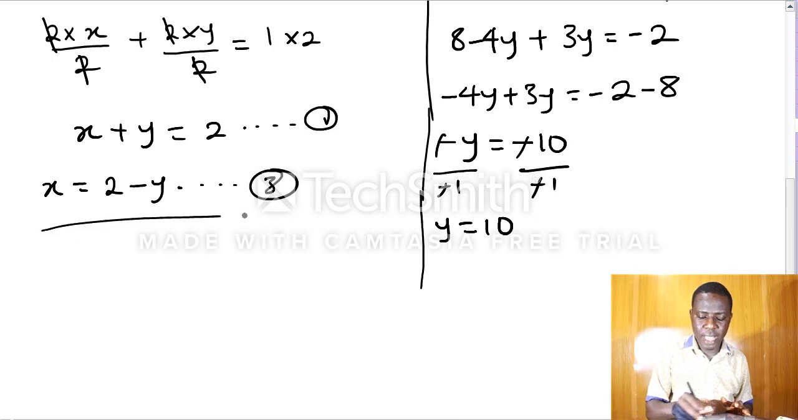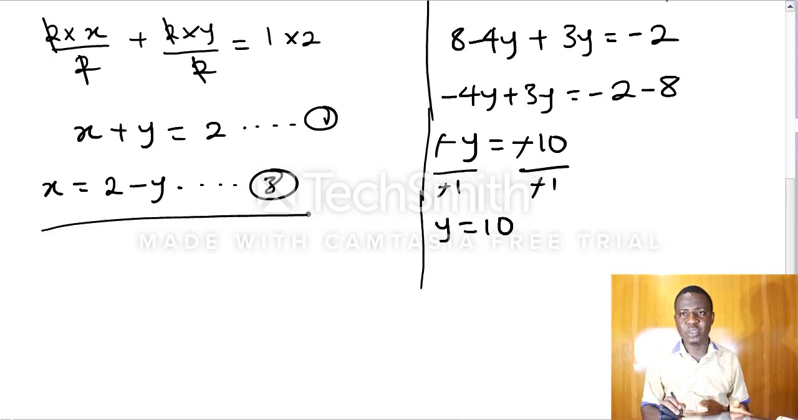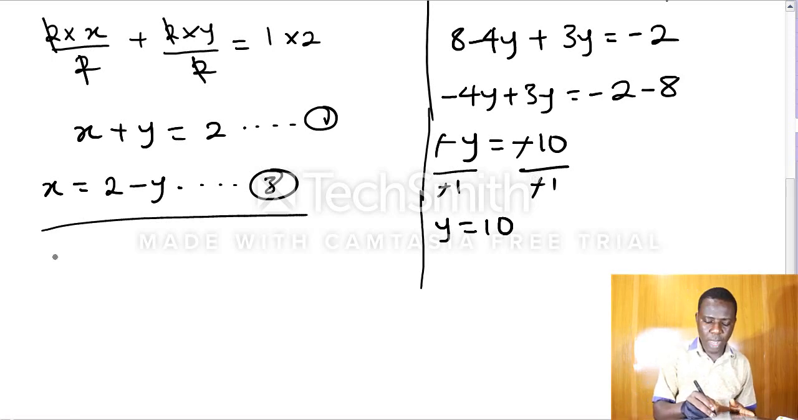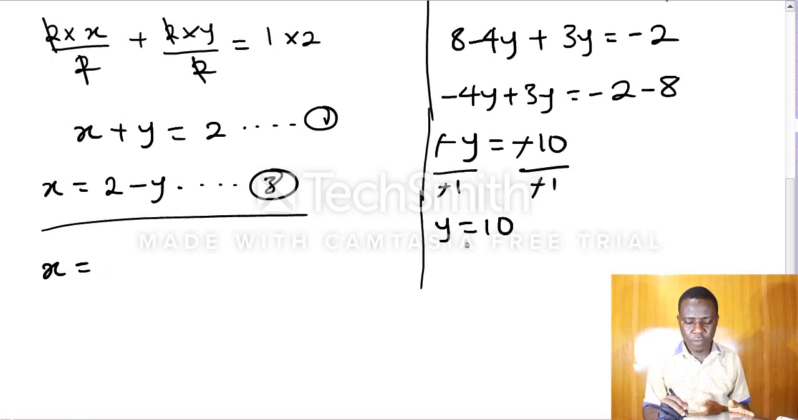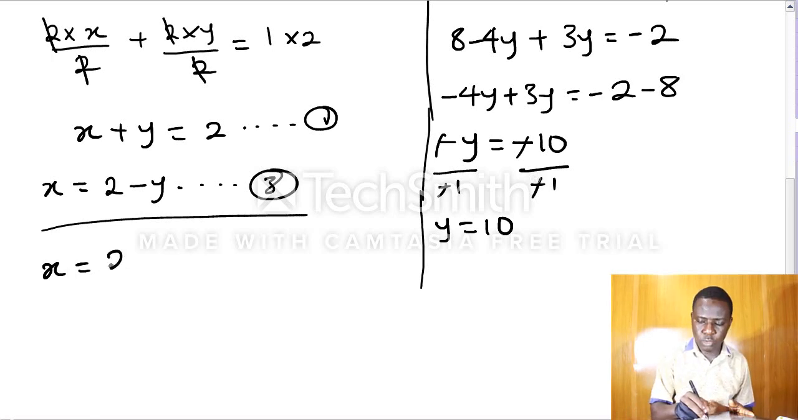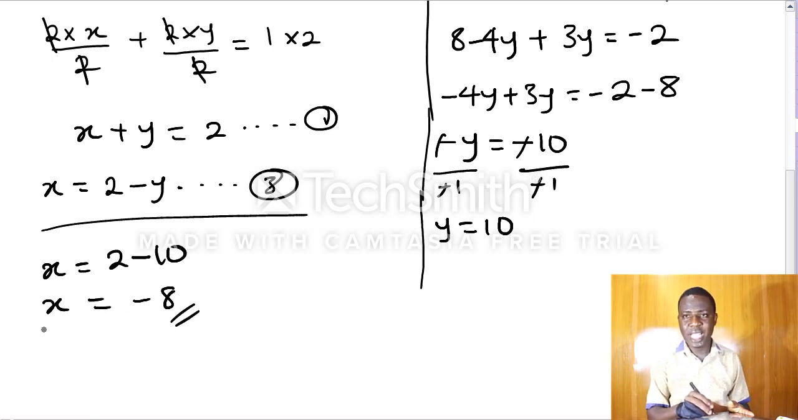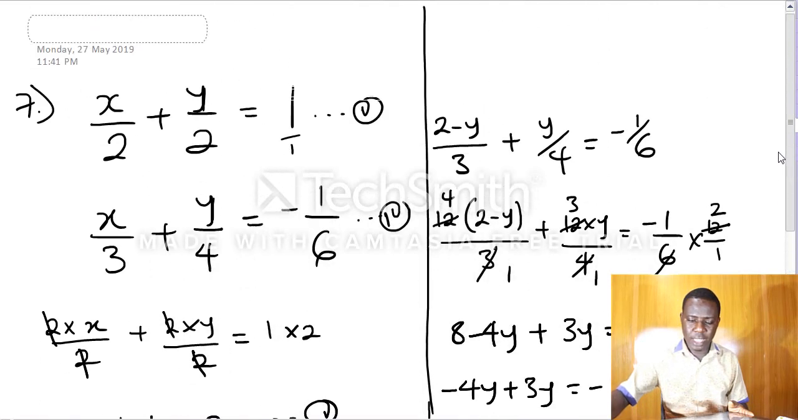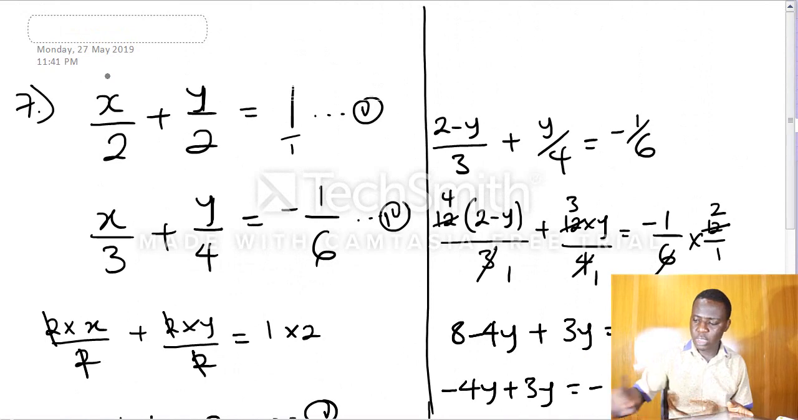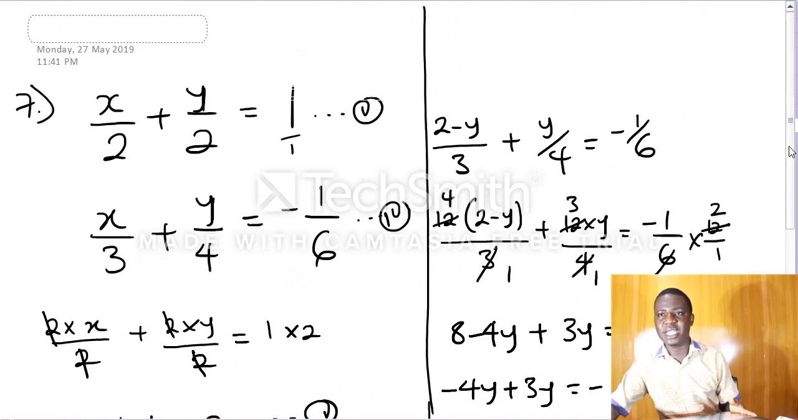Remember, equation 3 has been defined in terms of y. That is, if y is equal to 10, what will be our x? We will now substitute the value of y in equation 3. That will become 2 minus 10, and x is equal to minus 8. That is, x is equal to minus 8 when y is equal to 10. If you substitute it into this equation, I believe what you have on the left hand side is going to be what you have on the right hand side.